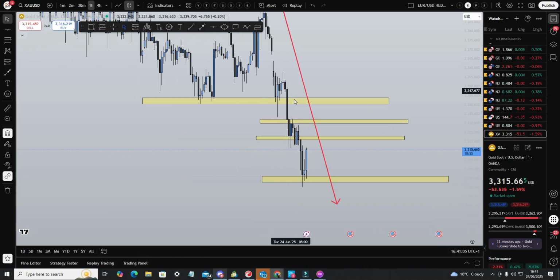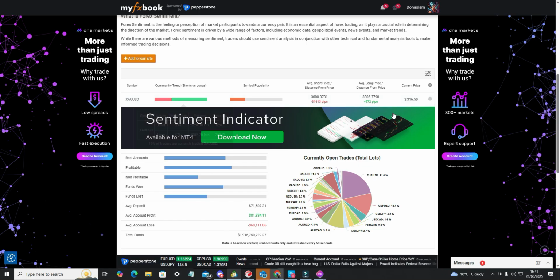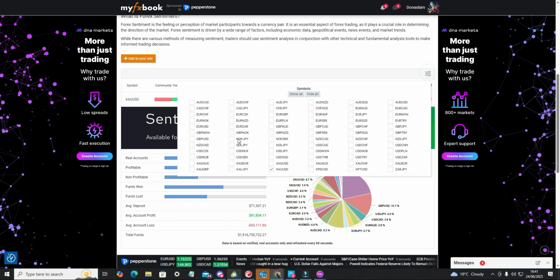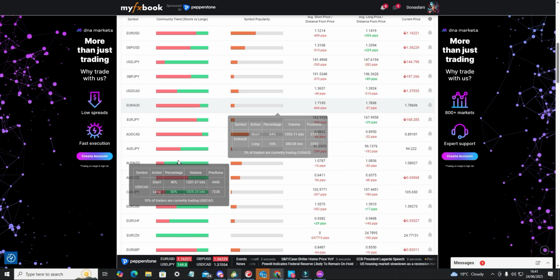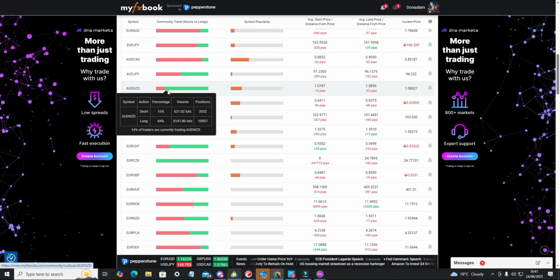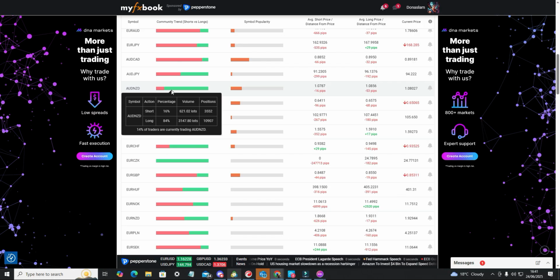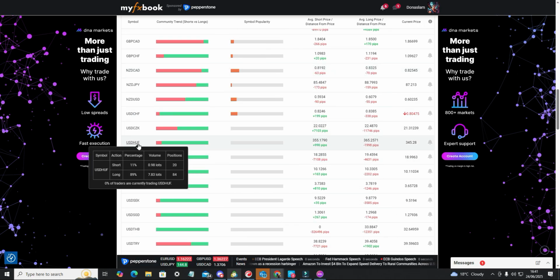Okay, so without wasting any time, we've got our zones marked out. Now Forex sentiment is telling me, let me just bring that up. So majority, let's find a better example in this. Let's go show all. Now watch this, right? AUD NZD. Look at this, 84% are going for a buy. Okay, we don't trade something like this.